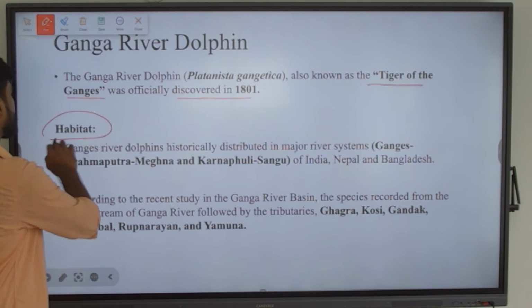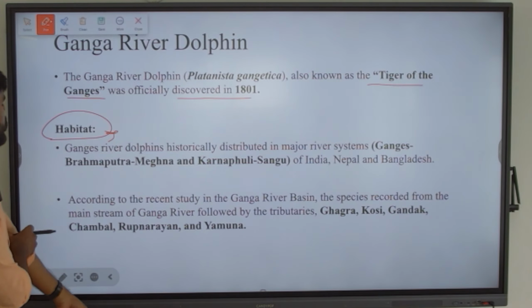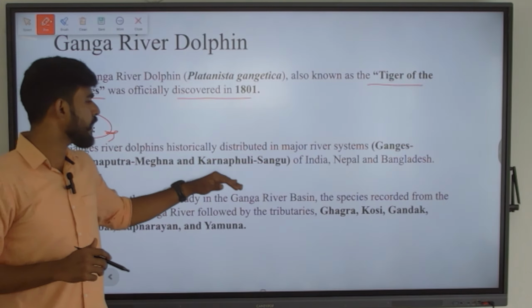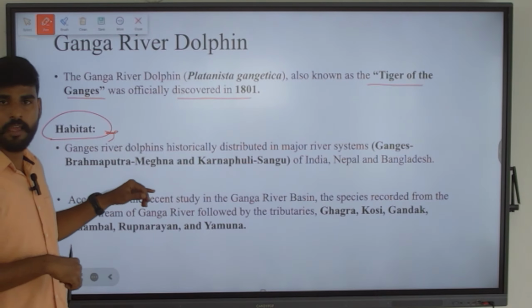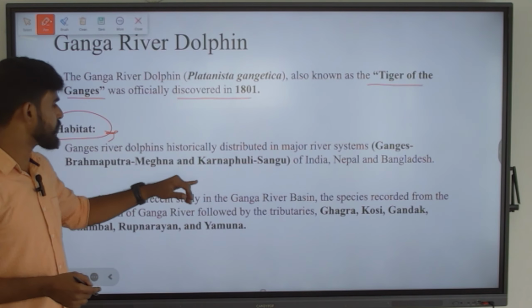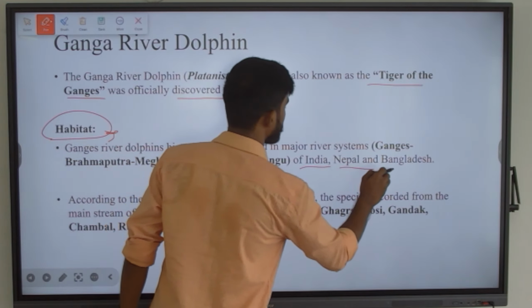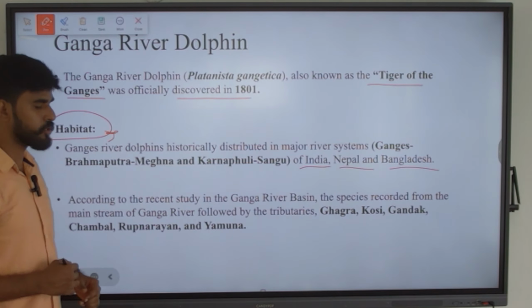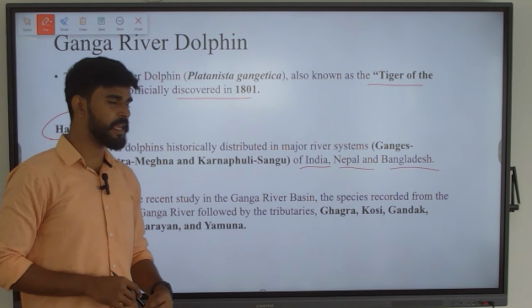More than that, what is its habitat, the geographical location? The Ganges River dolphin is historically distributed in the major river systems, that is Ganga, Brahmaputra, Meghna, Karnafuli and Sangu. Ganga and Brahmaputra are in India, Meghna is in Bangladesh, and Karnafuli and Sangu are in Nepal. So all the three countries, that is India, Nepal and Bangladesh, have these Ganges River dolphins.